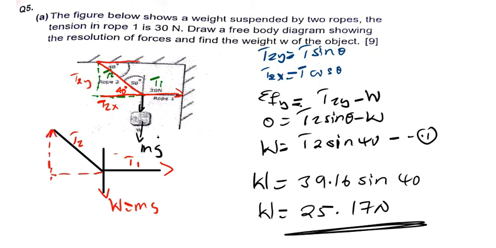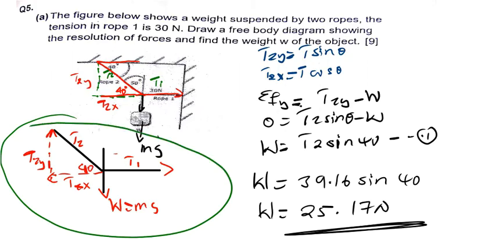I have that. So that is 40. So this is T2x, that is T2y. You can resolve the free body. So you report your free body diagram in this manner. As simple as that. There is nothing complicated here.